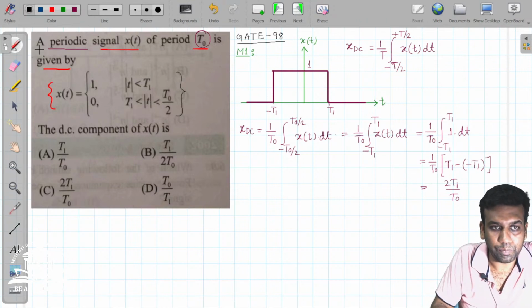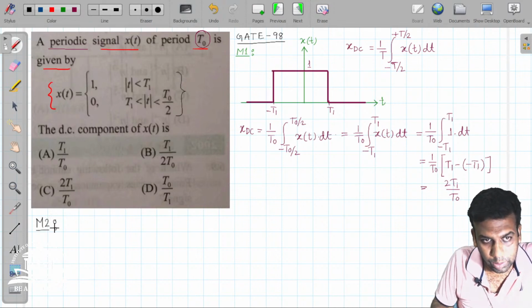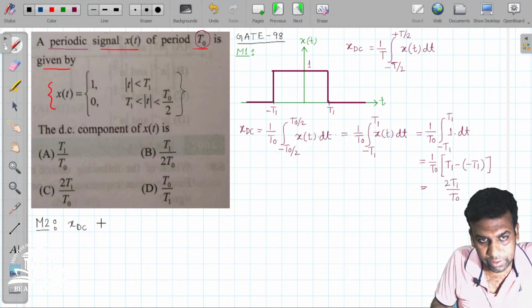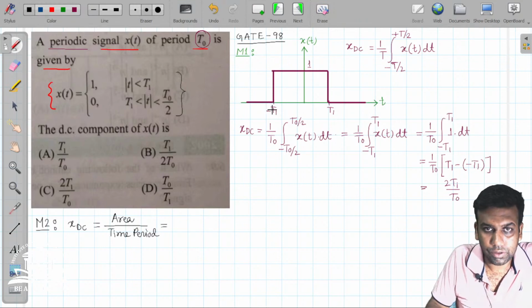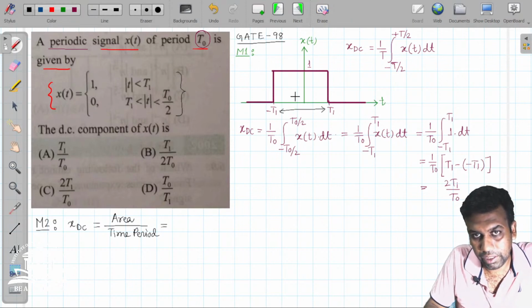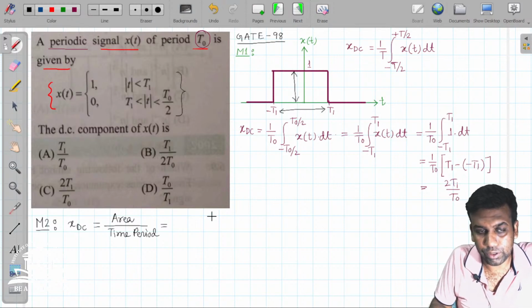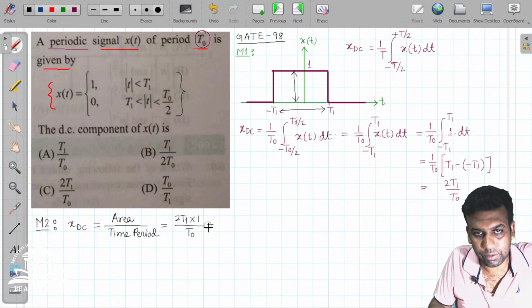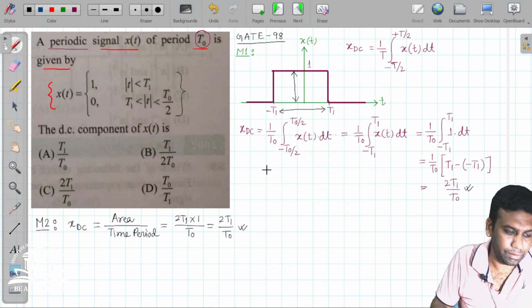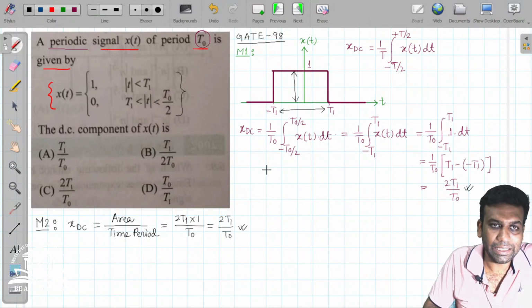Similarly, in method 2 we can find the value of the DC component. X_DC is just the average value, that is the area under the curve divided by the time period. The area is this duration times this height, that means 2 T1 times 1, divided by the time period T0, so 2 T1 by T0. From both methods we are finding the same value, 2 T1 by T0. So this is how we can calculate the DC component of x(t).